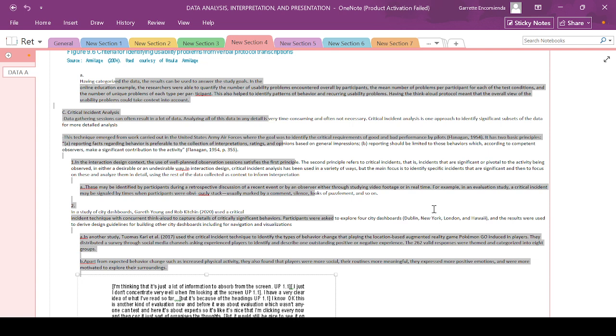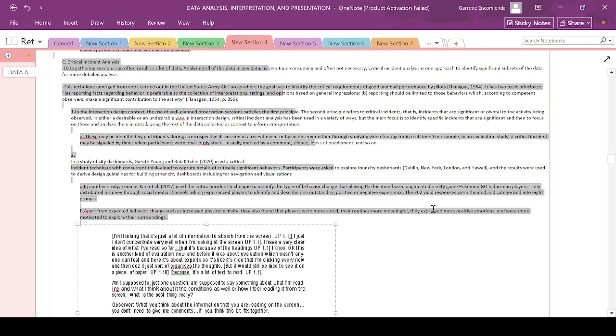This technique emerged from work carried out in the United States Army Air Forces, where the goal was to identify the critical requirements of good and bad performance by pilots. It has two basic principles. A. Reporting facts regarding behaviors is preferable to collection of interpretations, ratings and opinions based on general impressions. B. Reporting should be limited to those behaviors which, according to competent observers, make a significant contribution to the activity. In the interaction design context, the use of well-planned observation sessions satisfies the first principle. The second principle refers to critical incidents, that is, incidents that are significant or pivotal to the activity being observed in either a desirable or undesirable way.